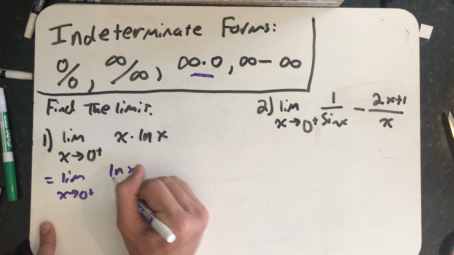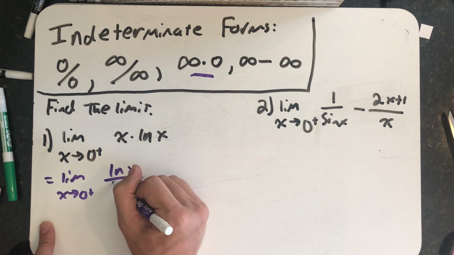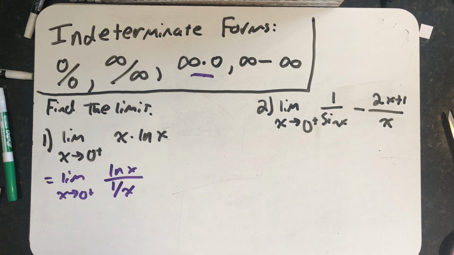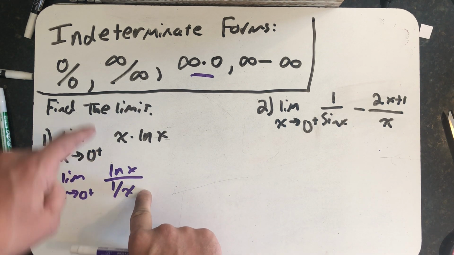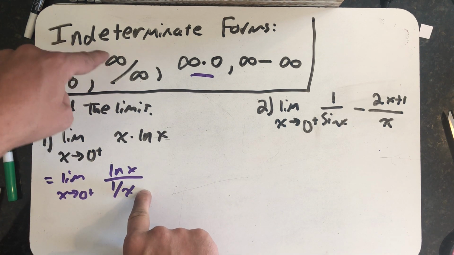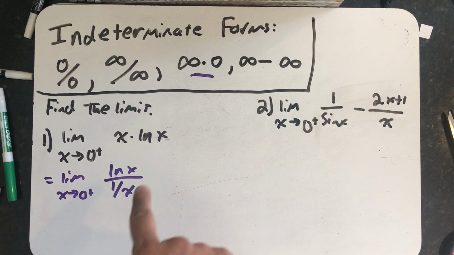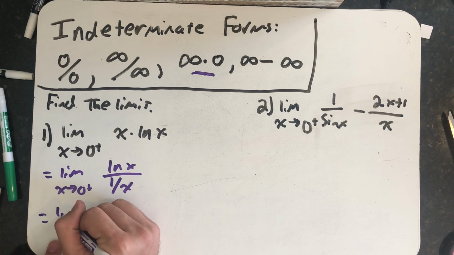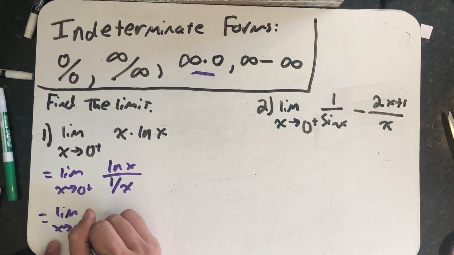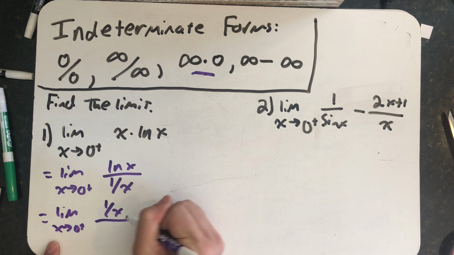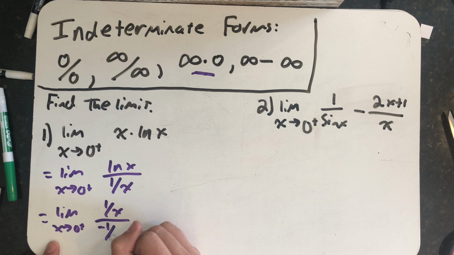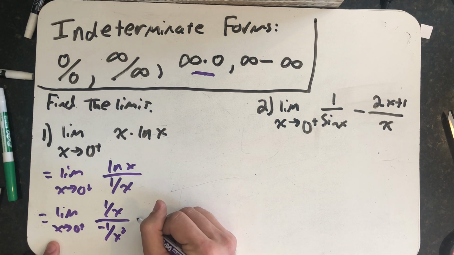And so what I'm going to do is say, hey, multiplying by x is the same thing as dividing by 1 over x. And if I look at this, the top is now going towards minus infinity while the bottom is going to positive infinity, the indeterminate form infinity over infinity. I can apply L'Hopital's rule to this. The limit as x approaches 0 from the right-hand side. Take the derivative of the top, 1 over x. Take the derivative of the bottom, minus 1 over x squared.